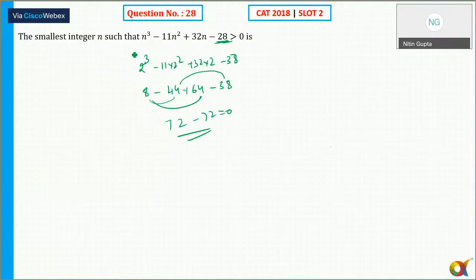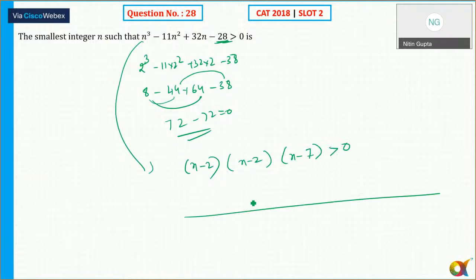And once we get one of the roots, we can easily factorize. So this expression I can say is n minus 2, since one of the roots is 2. Always we need to look for a factor of the constant term if the roots are integers. So n minus 2 and then into, it comes out to be n minus 2 into n minus 7, it is greater than 0.